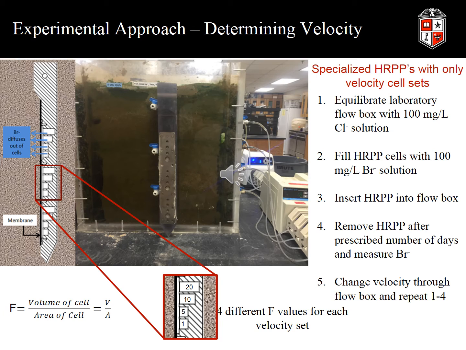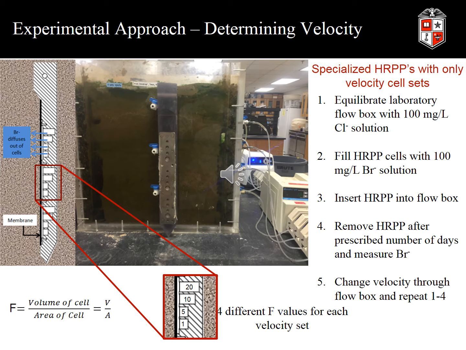This slide is just an overview of how we do the experiments to correlate the mass transfer coefficient with the velocity. So we have a flow cell. That flow cell is about 2 feet by 2 feet, and it's about a foot wide. You can see in the picture that there are sample ports in the midline of the flow cell, and there's a prototype of the sampler propped against the box in order to show what it looks like.